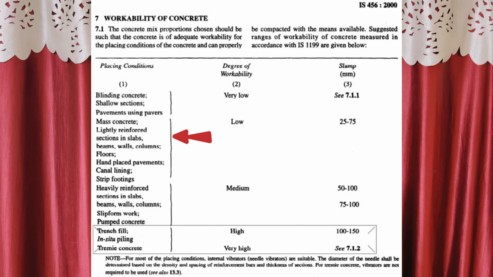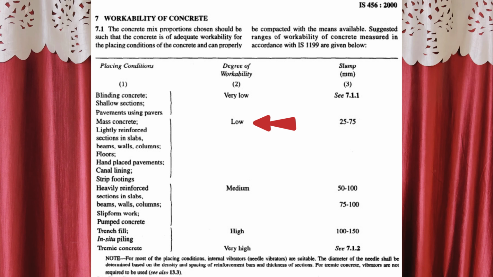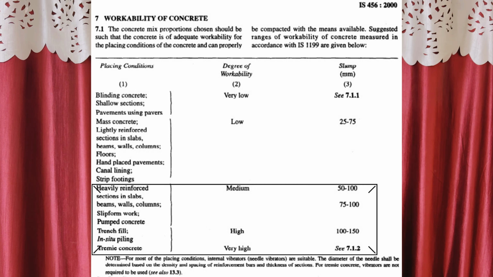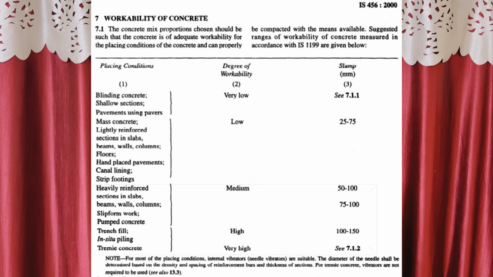If we come to the next placing condition, which is mass concrete and lightly reinforced sections in slabs, beams, walls, columns, floors, in these structures we need low workability, which is tested by slump cone, and the value will be 25 to 75 mm. And you can check the next degrees of workability and slump for their respective placing conditions. But the third option, heavily reinforced sections in slabs, beams, walls, columns, slip formwork and pumped concrete, is being used everywhere 90% of the time, and the degree of workability is medium, and the slump is 50 to 100 and 75 to 100, which is very low for a pumpable concrete.